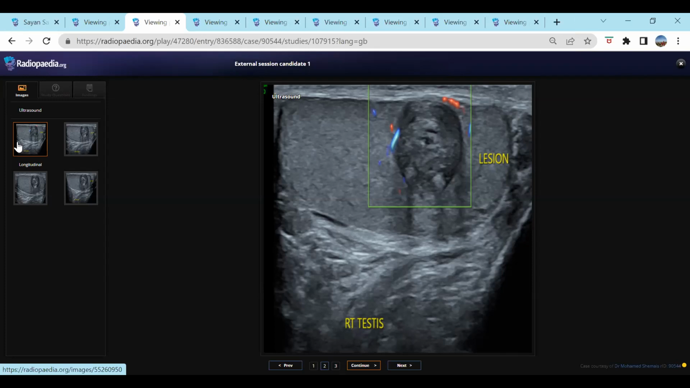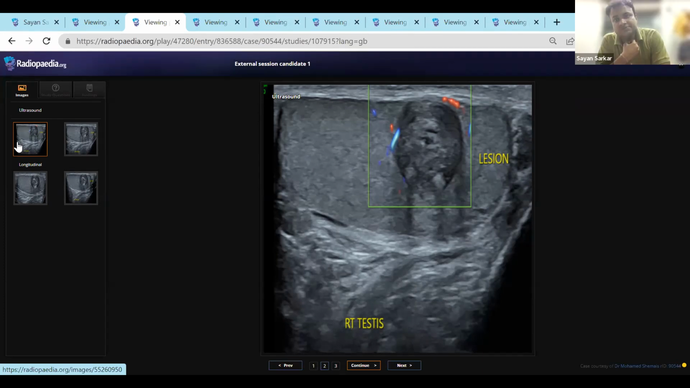What is the age of the patient? Maybe a young or a middle-aged patient, or maybe the age is unknown to you. Okay, this may represent a burnout lesion. What kind of a burnout lesion? Burnout seminoma or burnout other germ cell tumor. How does a seminoma look normally on an ultrasound? It looks like a heterogeneous lesion with maybe some ill-defined margins. But how are the margins of this lesion? They are very well defined.